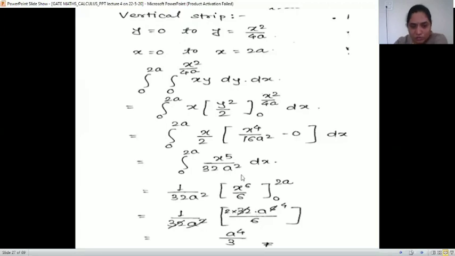So x is 0 means that will be 0. So applying the upper limit we get 2a raised to 6, that is 64a raised to 6 by 6 as it is, and 32a square will get cancelled, and what remains is a raised to 4 by 3. The answer is a raised to 4 by 3.